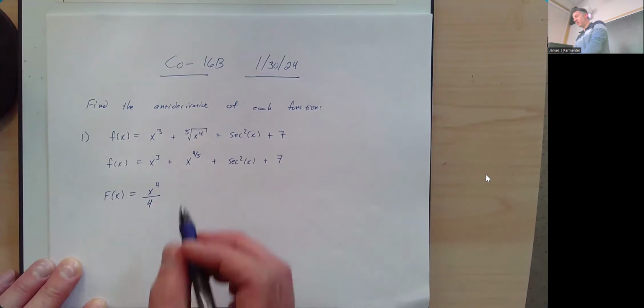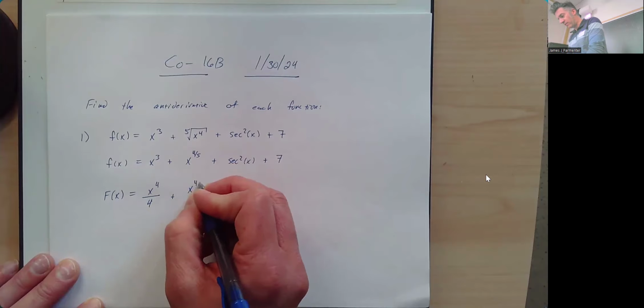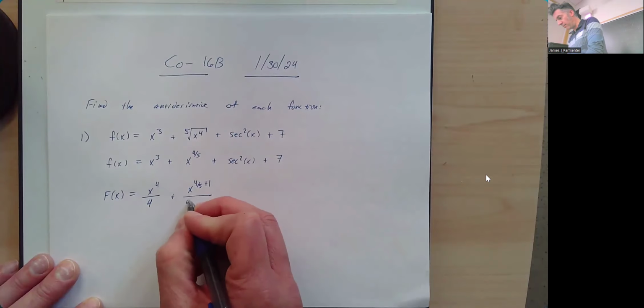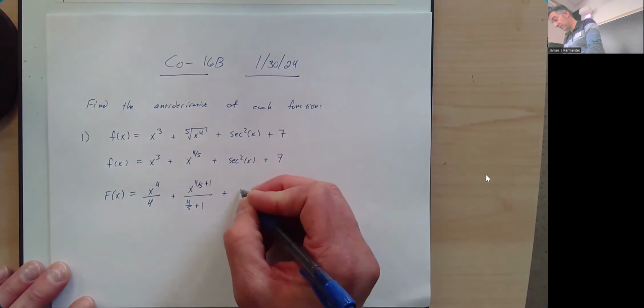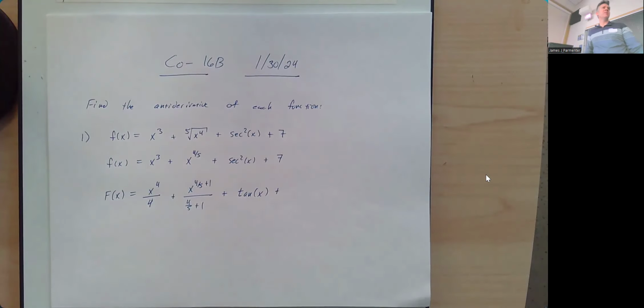Which is fine. This one here is a little bit less easy. The antiderivative of x to the 4/5. If you don't know what 4/5 plus 1 is off the bat, just write 4/5 plus 1. That'll get you some credit. So the antiderivative of x to the 4/5 is x to the 4/5 plus 1 divided by 4/5 plus 1. Okay, here's where you have to know something. You have to know what function you take the derivative of to get secant squared. Which function is it? Tangent of x.